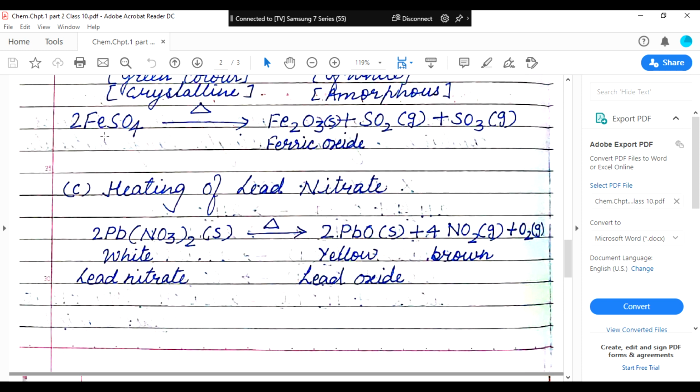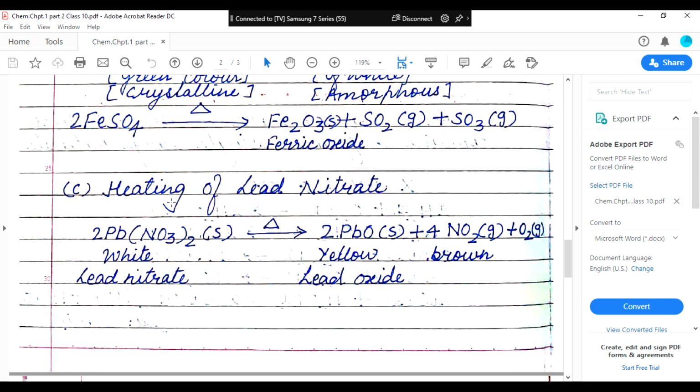This is breakdown of FeSO4 into ferric oxide. Sulfur dioxide and sulfur trioxide are gases, so they will be released. So the remaining substance is ferric oxide.